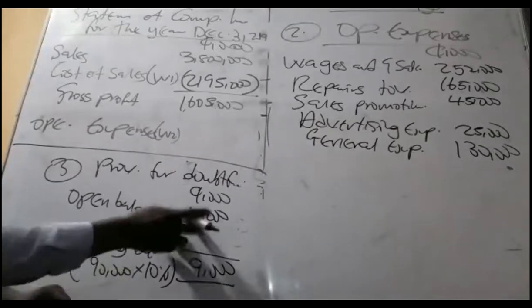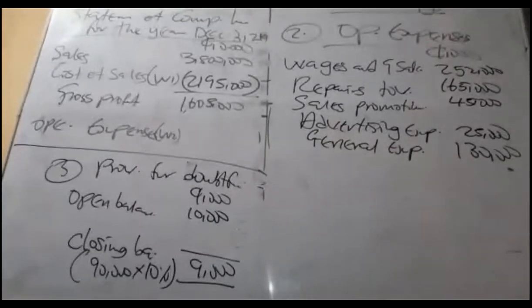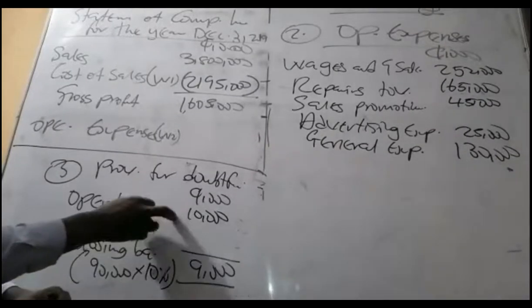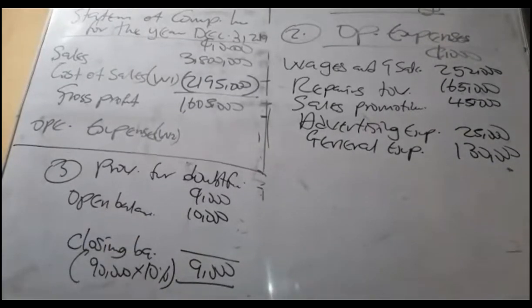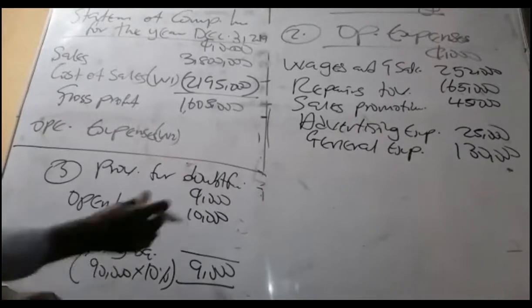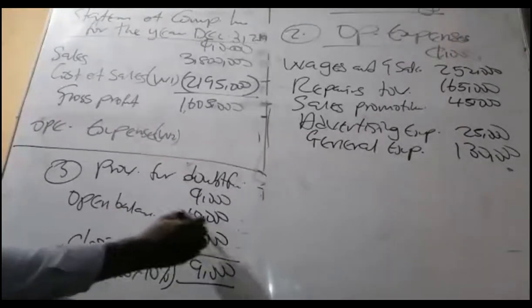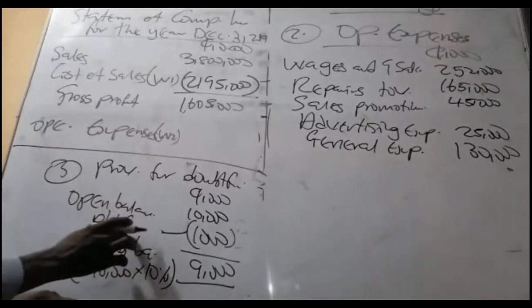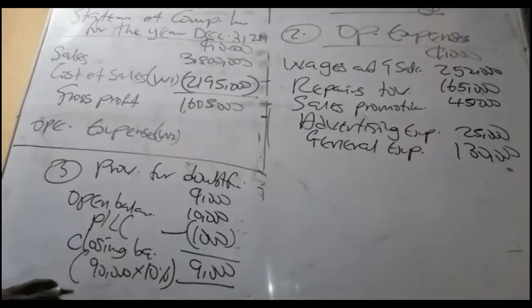So what should we do to the 10,000 so that we can get 9,000? Good. It means that we have to subtract 1,000. So the movement is negative 1,000, which will be taken to P&L. Good.